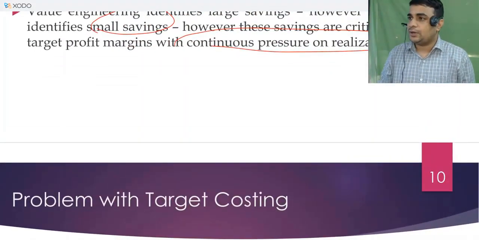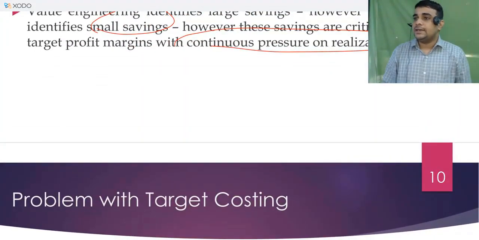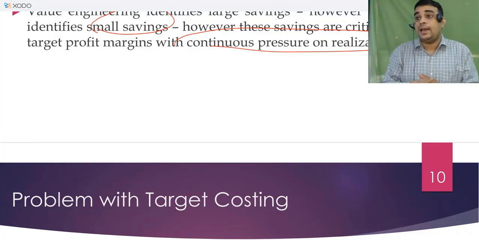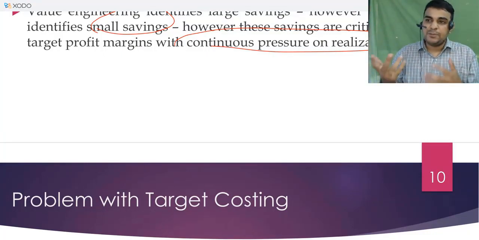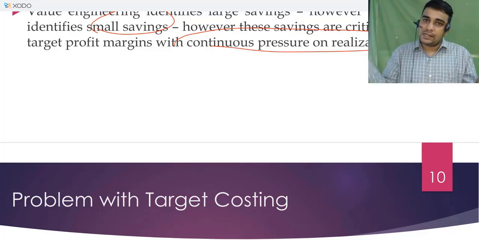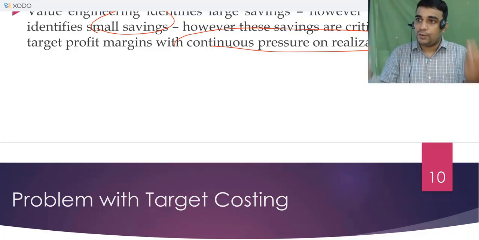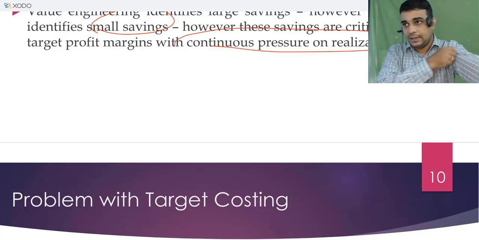Problem with target costing, I've already talked about. One important problem is the design period. It gets elongated. Sometimes what will happen is, so many people are there, they'll fight. Because of the fight, they don't even arrive at a consensus on the design.